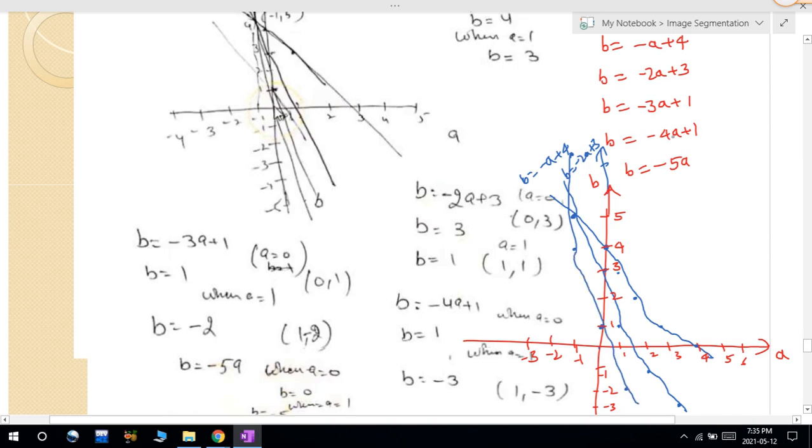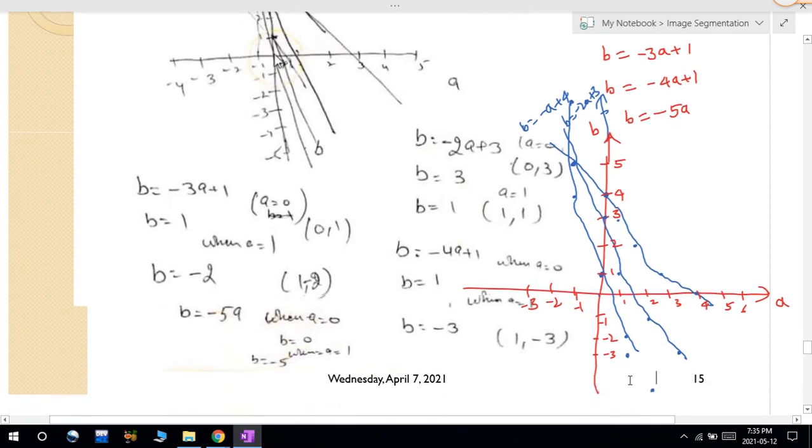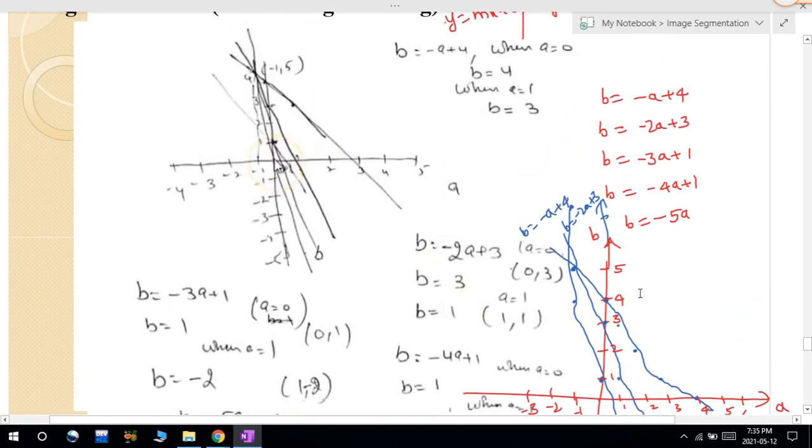And after this one, if I am taking this b equal to minus 4a plus 1, for this one a value is 0, then we are getting b value as 1 only, and a value is 1 means I will get b value as minus 4 plus 1, so minus 3. And a value is 2 means minus 4 into 2 is minus 8, minus 8 plus 1 is minus 7, you are getting somewhere over here. And whenever I am taking this a value as minus 1, then minus 4 into minus 1 is 4, plus 1, so I will get 5 only.